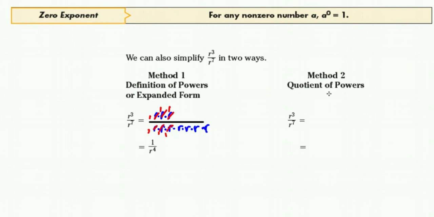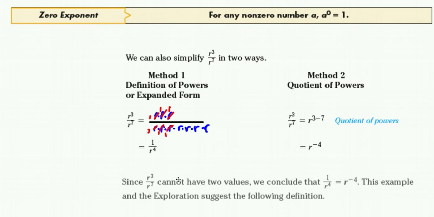Okay, and if we use method 2, the quotient of powers property, which simply states that we subtract exponents, we subtract 7 from 3, and we know that 3 minus 7 is negative 4, so we get r to the negative 4. Okay, and since we know that r cubed over r to the 7th cannot have two values, we conclude that 1 over r to the fourth is equal to r to the negative 4.